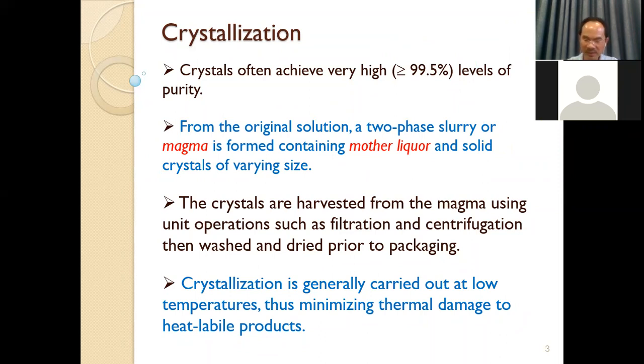You may use filtration that you studied earlier, or you can use centrifugation. After you filtrate or centrifuge, you have to dry or wash with solvent. You get the dry crystal, and then you go to packaging, because this is the final step. You get pure solid.